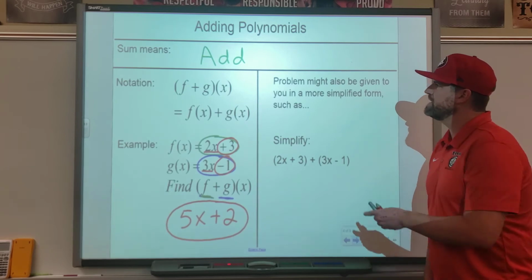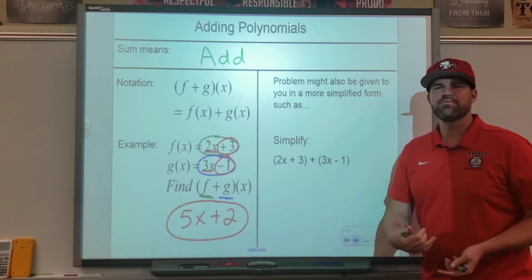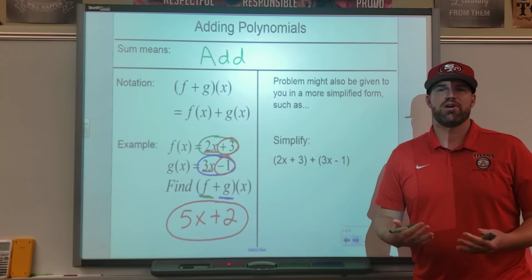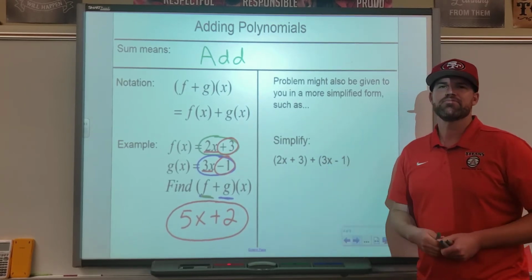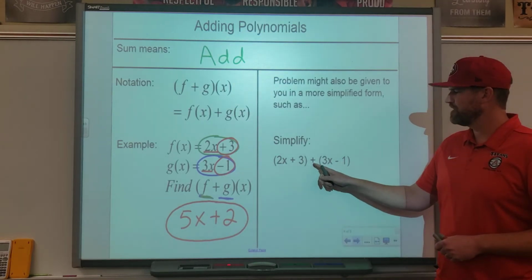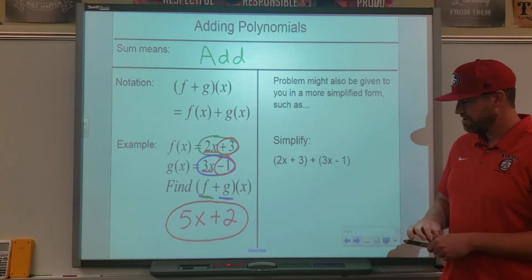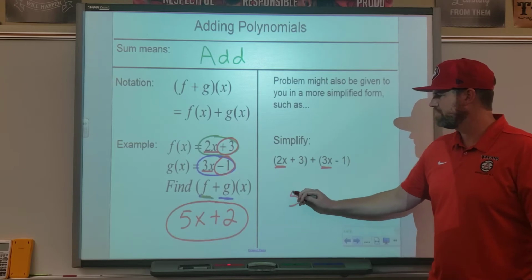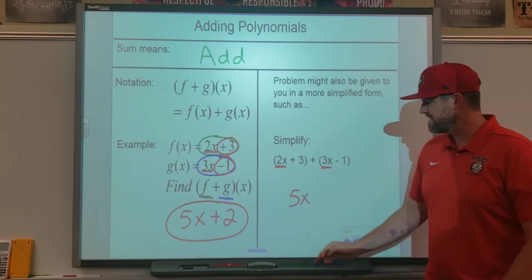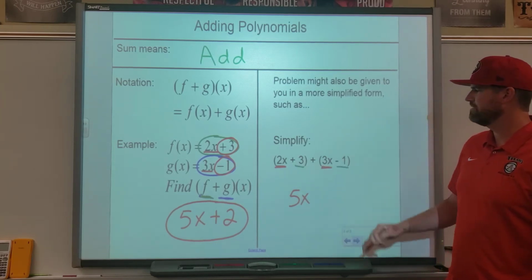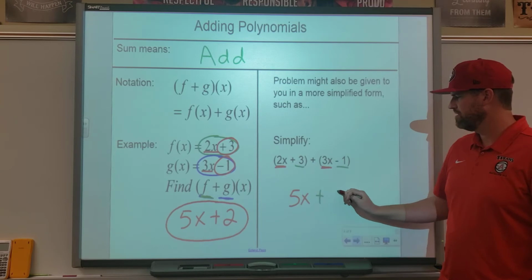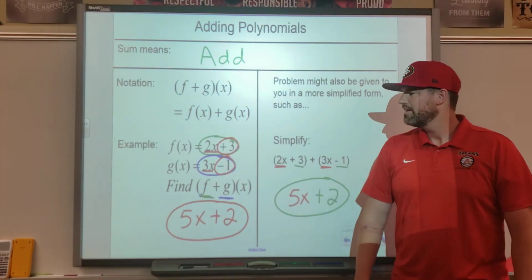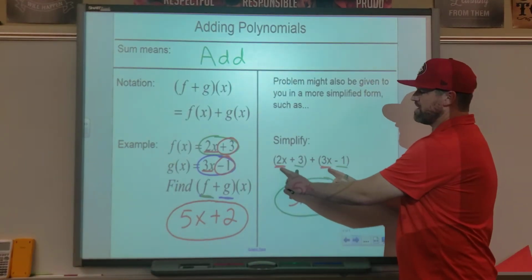All right, sometimes you'll be given the problem in a more simplified form, which honestly, most of our problems are going to be in the simplified form, where we just have the two polynomials in parentheses, and we're told to add them together. So when we have something like this, because it's addition, all we're going to do is combine like terms. So I'm going to find my x's, right? So 2x and 3x, they add up to make 5x. And then I'm going to find my constants. So I take my 3 and negative 1 and combine those to get positive 2. So 5x plus 2. Hey, that's the same problem we did over there. Look at that. Side note, I like to use sometimes like lines.